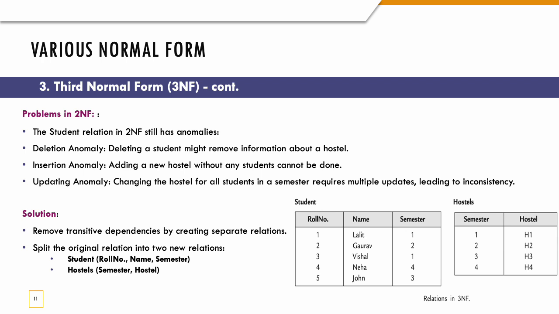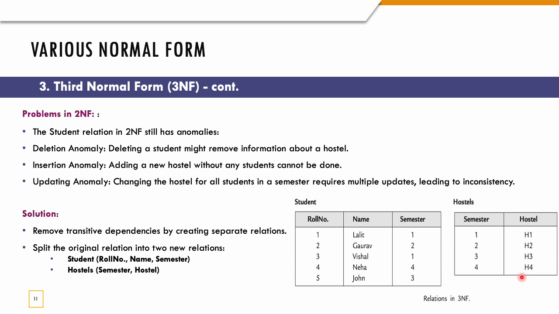And then the second anomaly is called insert anomaly. If a new hostel, H8 for example, is added but has no students yet, we cannot store this hostel in the table since there's no student record to attach it to. So that is called insert anomaly.